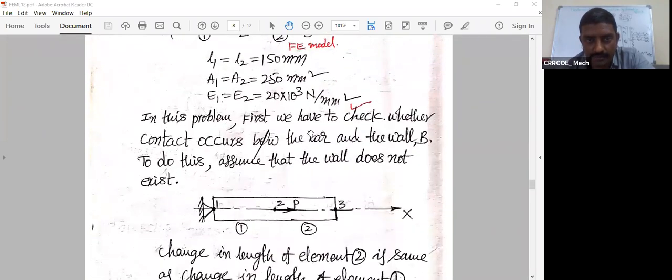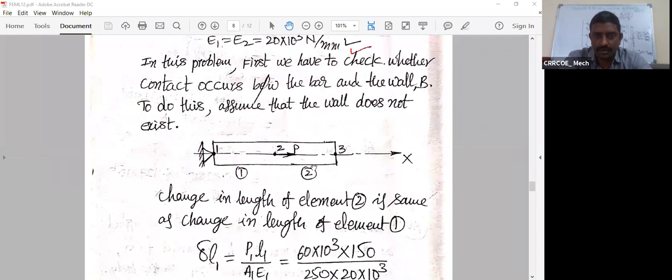In this problem, first we have to check whether contact occurs between the bar and the wall. To do this, assume that the wall does not exist. Suppose one end is fixed and the other end is free. The load P acts on the bar at the middle cross section and pulls the rod towards the right. How much deformation does it take at the free end? That you have to find.